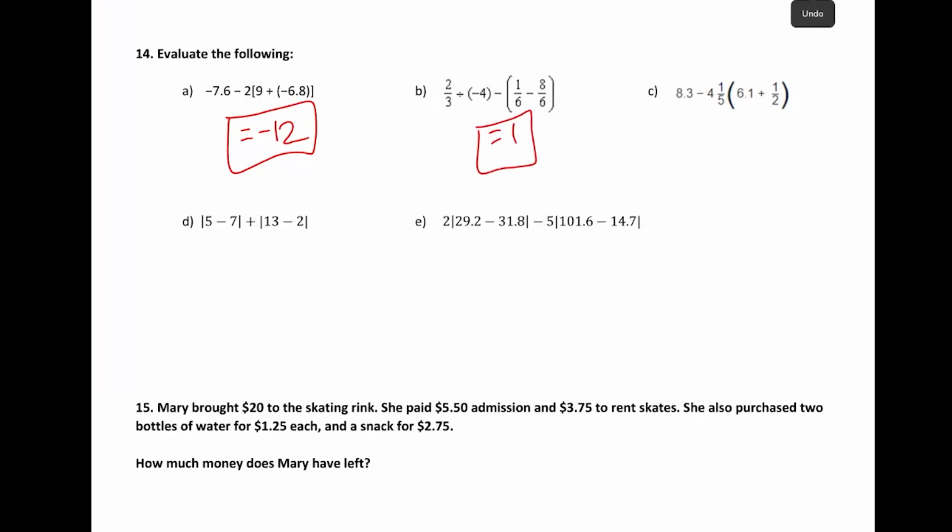For C, I've got 8.3 minus 4 1/5. Now, this might be a little tricky to do in a calculator because most calculators are not going to let you do a mixed number like that. So let's just rewrite this as 4.2. So 4.2 times 6.1 times a half. So I got negative 4.51, or if it reports the number as a fraction, it's going to be 451 over 100. I don't care. You could write it either way. I'd be good either way.